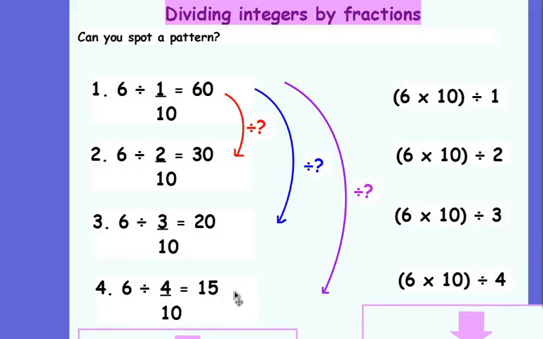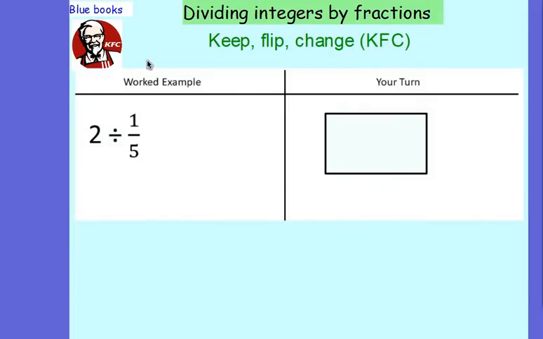Okay, so the pattern this time is we've got 6 multiplied by the 10, divided by the 4, gives us our 15. And we call this keep, flip, change, or KFC for short.